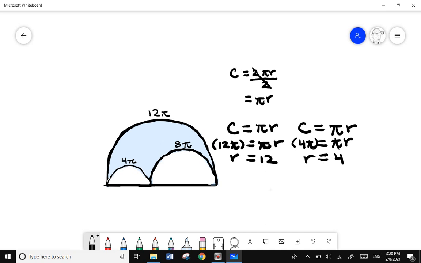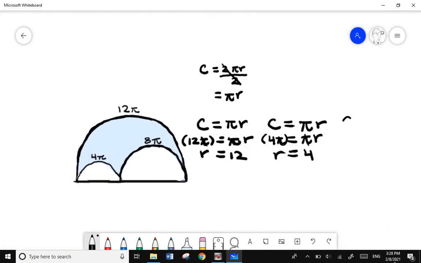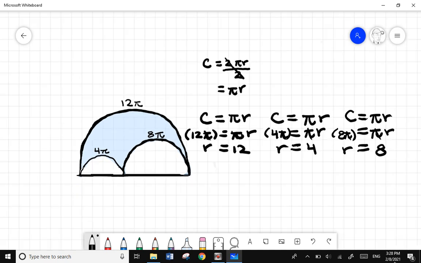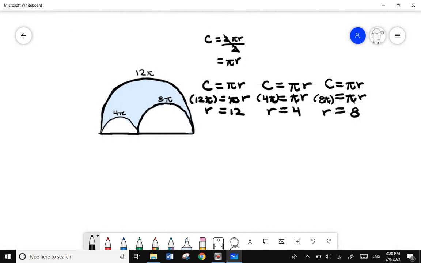And finally, one last time, C equals pi r. Let's do it for the 8 pi, pi r. Cross those out, r equals 8. Now we know the three radiuses. That's good. Now we just have to do the areas.